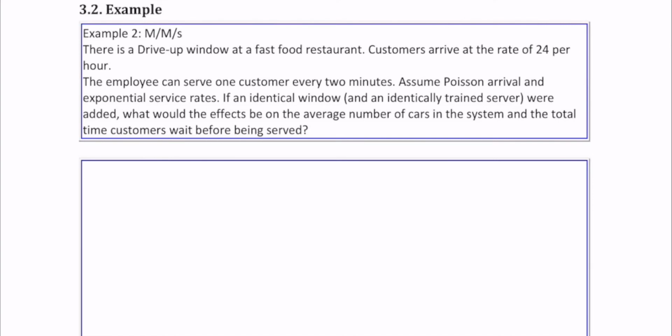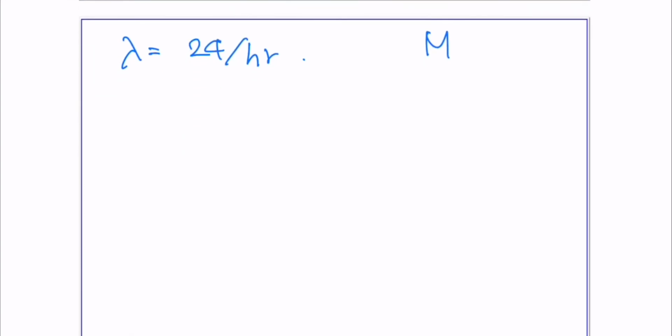Okay, so let's just solve the problem, the example 3.2. So there is a drive-up window at a fast food restaurant. Customers arrive at the rate of 24 per hour. So what is the lambda? Lambda is 24 customers per hour, and the arriving is Markov.